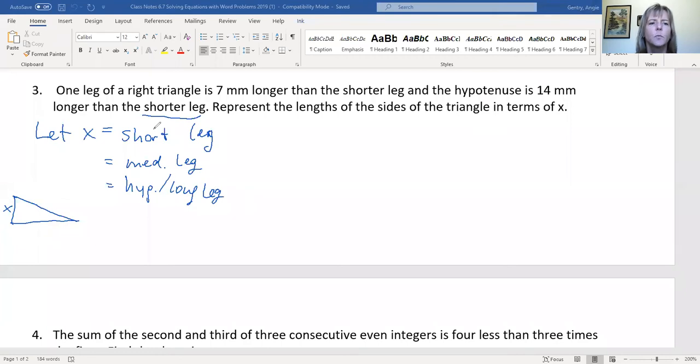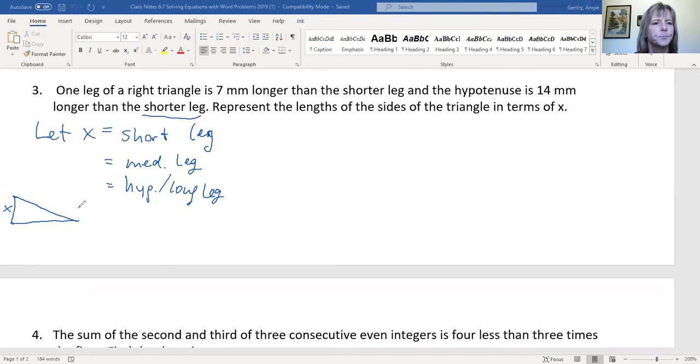So you always want to let x be, if you're talking about a measurement, the last word in the first sentence usually. I don't want to say always, but it's the thing everything else is based on. So one leg is based on the shorter leg. It's 7 millimeters longer than the shorter leg. The hypotenuse is 14 millimeters longer than the shorter leg. Maybe you should let x be the shorter leg.